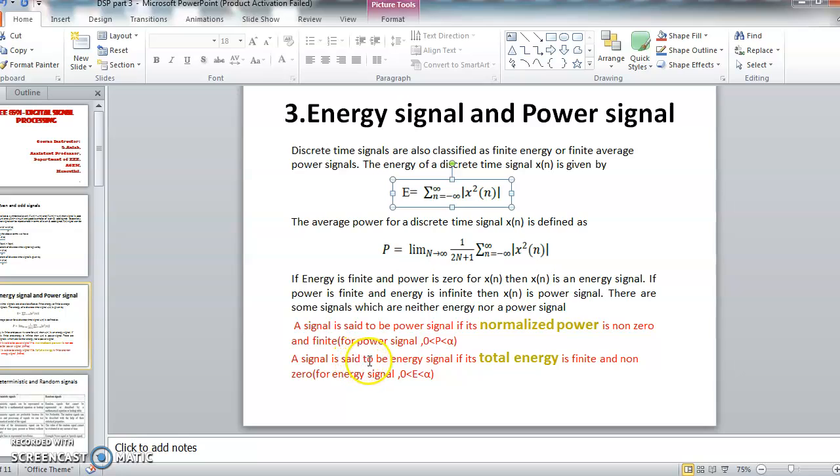Similarly, a signal is said to be an energy signal if its total energy is finite and non-zero. So in short, it should not be a zero value. Okay, both E and P should not be zero. If E is equal to infinity, then the particular signal is termed as a power signal. Similarly, if P is equal to 0, the given signal is an energy signal. Okay. So this is also used for solving problems regarding energy and power signals.